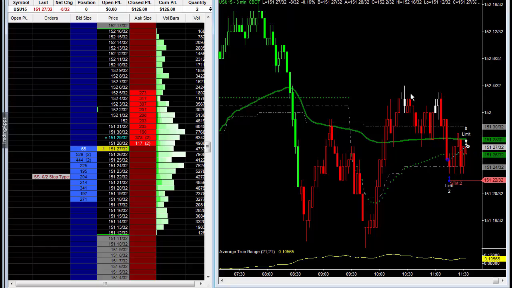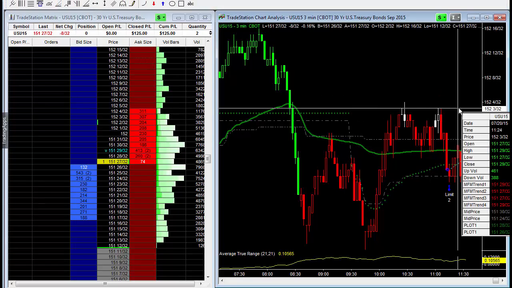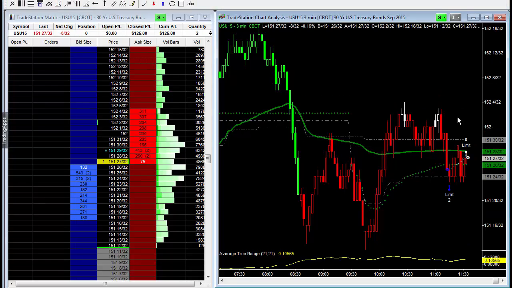Here we go. So we're out of that. So only made 125 there. We'll take out the sell stop. We were only risking 3 ticks here. Originally, we were looking to take off half the position at 151.30 and missed it by 1 tick and then just consolidated. So I'm out here in the bonds.